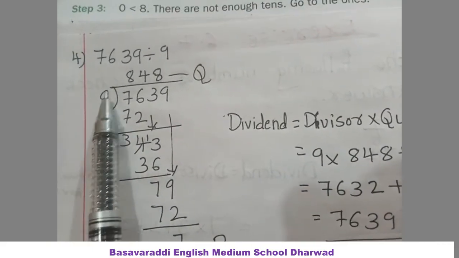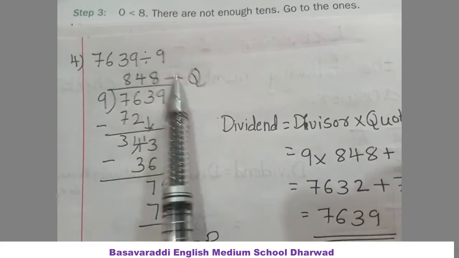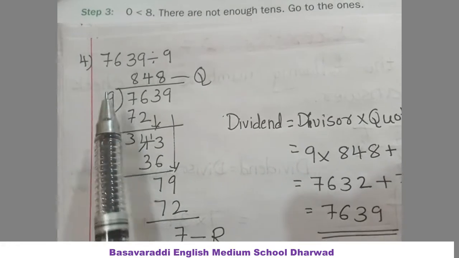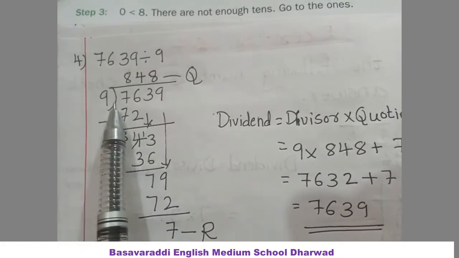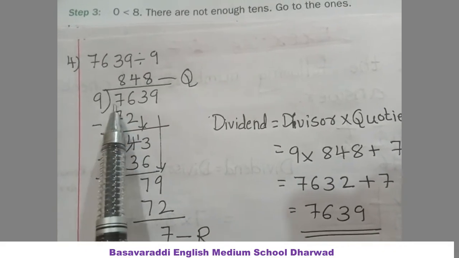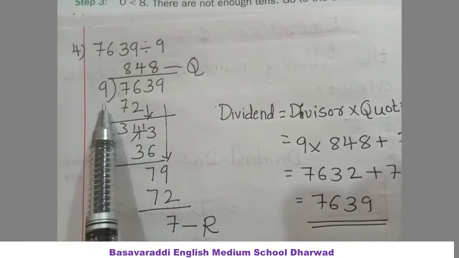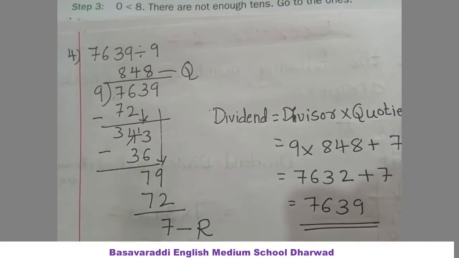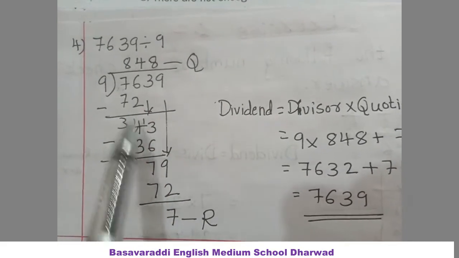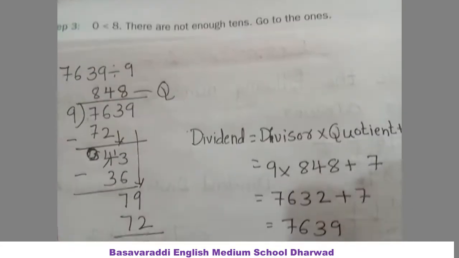Now the fourth one, 7639 divided by 9. 9 is the divisor, 7639 is the dividend. So we have to divide this one. First the 1000s place we have to take. This is smaller, so we take the 100s place also, 76. Again we have to recall the tables. 9 8s are 72. So 6 minus 2 means 4, and 7 minus 7 means 0.